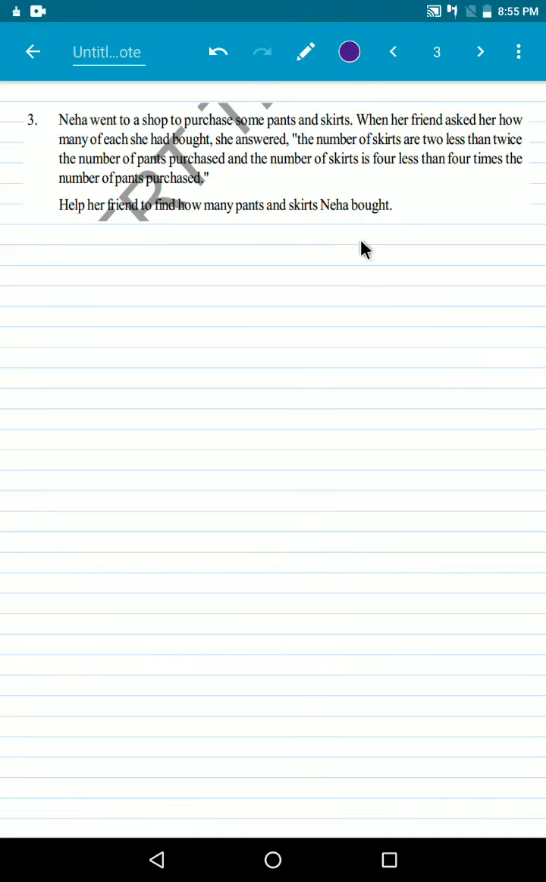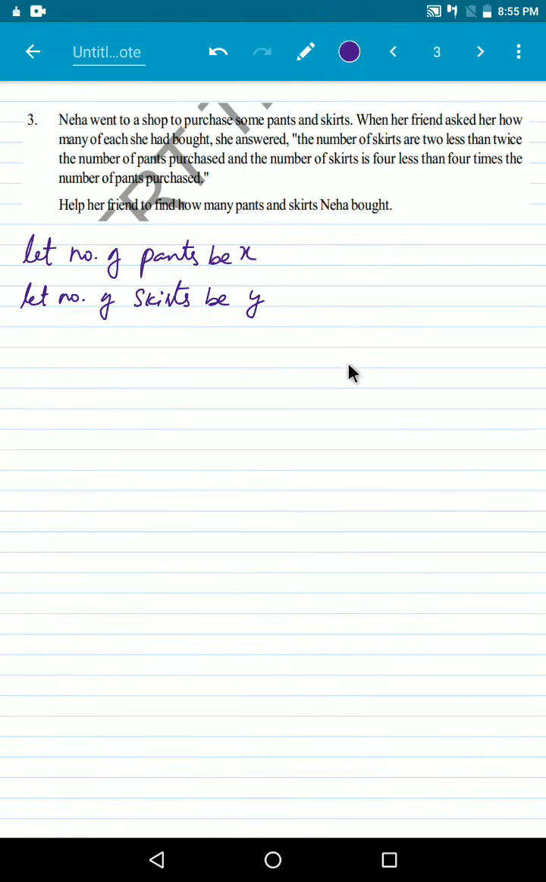Alright. So we don't know how many pants and skirts Neha has bought. So let the number of pants be X and let the number of skirts be Y. Alright. So two statements are given here.